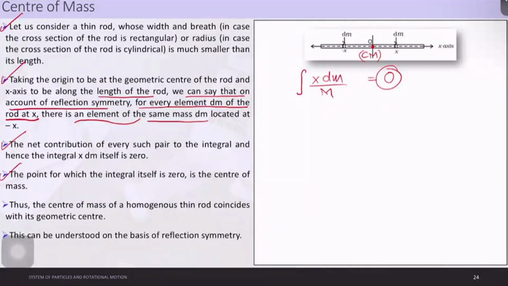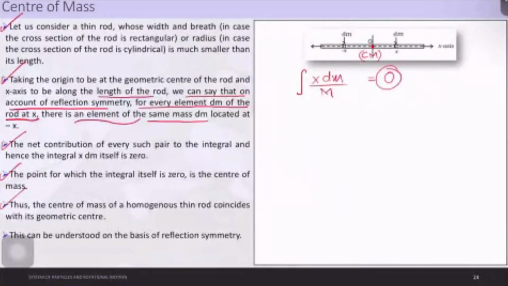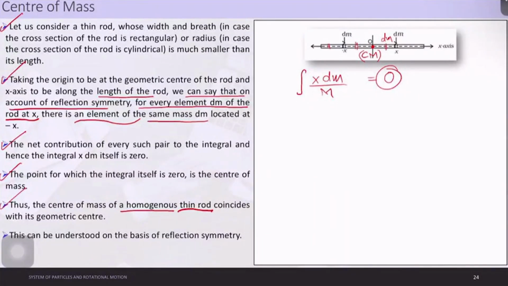Thus, the center of mass of a homogeneous thin rod coincides with its geometric center. What is the meaning of homogeneous? That means at any location, if you calculate the value of dm, you will always find its value to be constant. And thin rod means it has a very, very small thickness. So it coincides with the geometric center. This can also be understood on the basis of reflection symmetry. The amount in the x direction is the same as in the opposite direction.